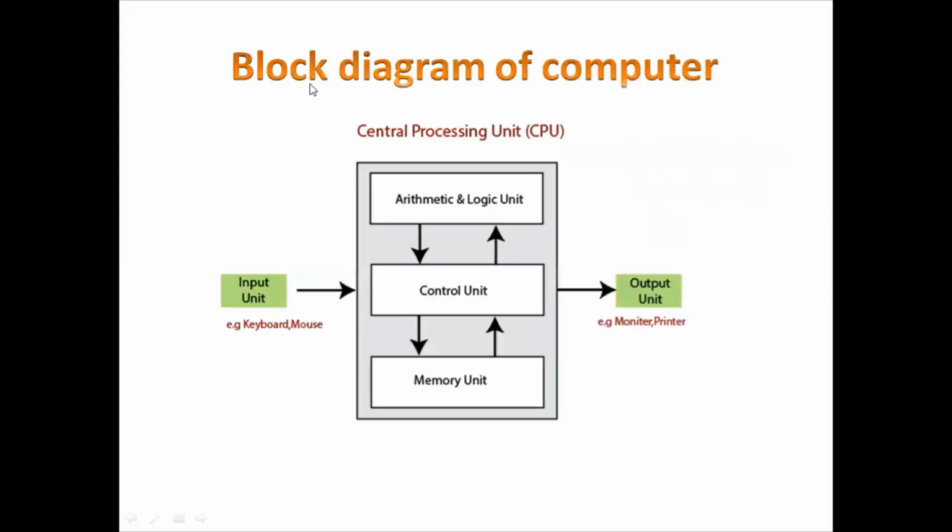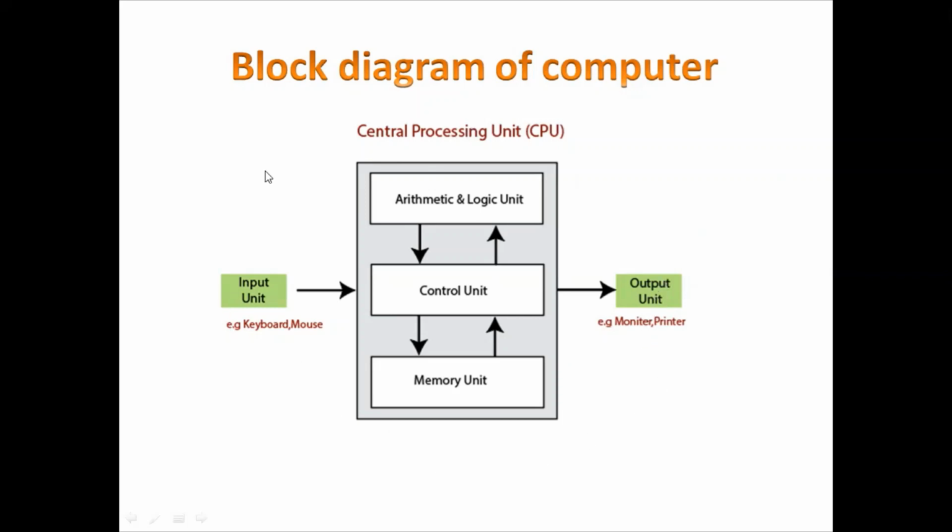Now look at this block diagram of a computer. This is the input unit, which has the keyboard and mouse. Then this is the CPU, the central processing unit, which has the arithmetic and logic unit, control unit and memory unit. And this is the output unit. So what happens here is we give input, that is data, to the computer through the keyboard or mouse. Then that will be processed in the CPU. And once it is processed, we get the output on the monitor or the printer.